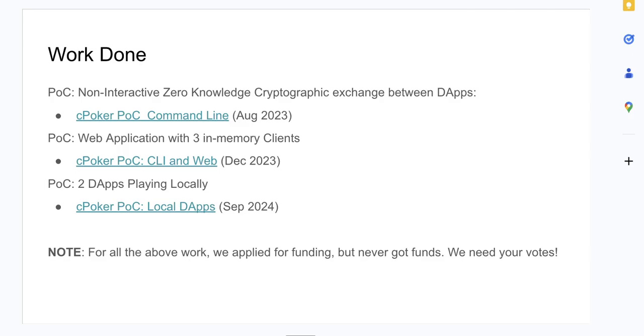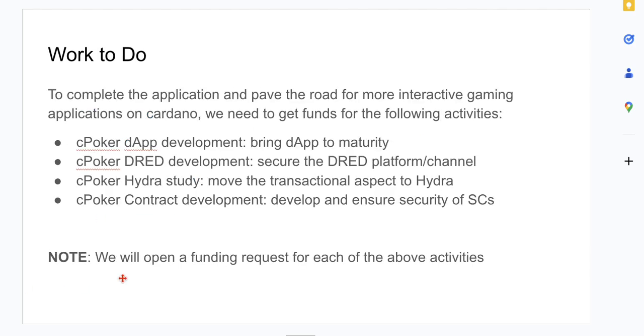So this is what we've done so far, and we did get no funding for this. We are seeking funds because there is some work that we need to do to complete the application and create something for the future of other groups that want to build interactive applications. We need to complete the dApp development, bring the dApp to maturity.